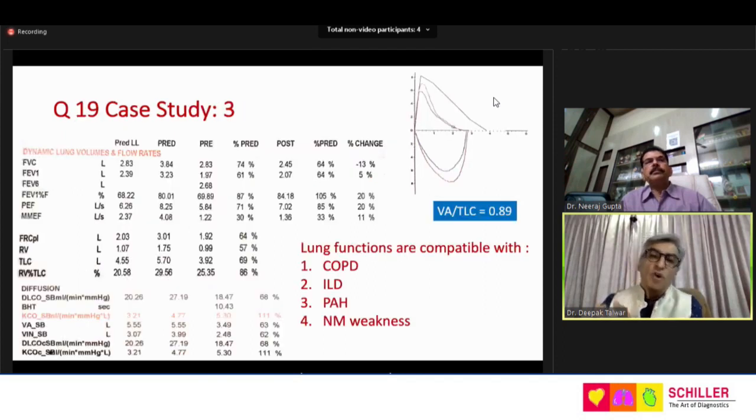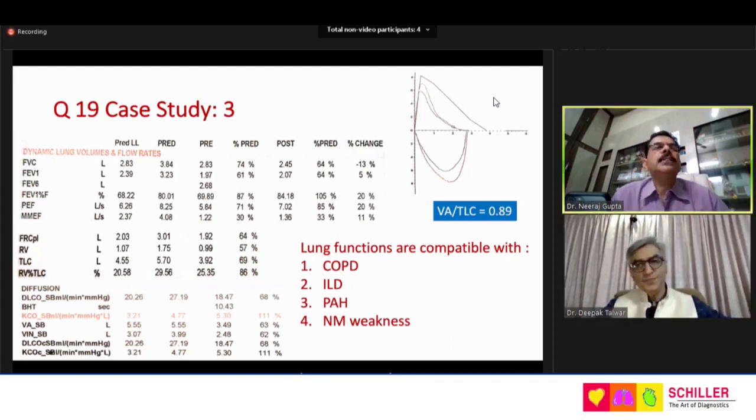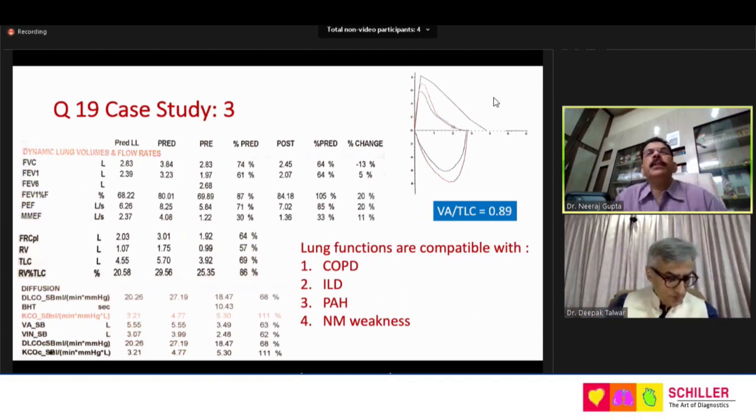Now we move on to case study number 3. We have 5 cases, so we have 2 more cases left. And quickly to Dr. Neeraj. So have a look at the spirometric parameters and the graph which is given. You have also been given the option of VA/TLCO, that is 0.89.